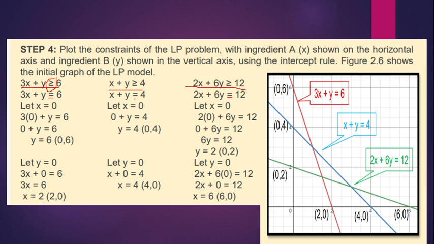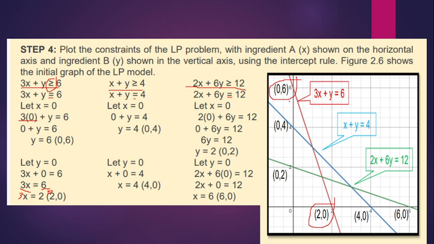So let x equals 0 and let y equals 0. In order to get the y intercept, x equals 0, just replace the x variable with 0. 3 times 0 plus y equals 6, so y equals 6. That means 0 and 6. Let y equals 0: 3x plus 0 equals 6. Divide both sides by 3, 6 divided by 3, x equals 2. So 2 and 0. This is our graph for 3x plus y equals 6.